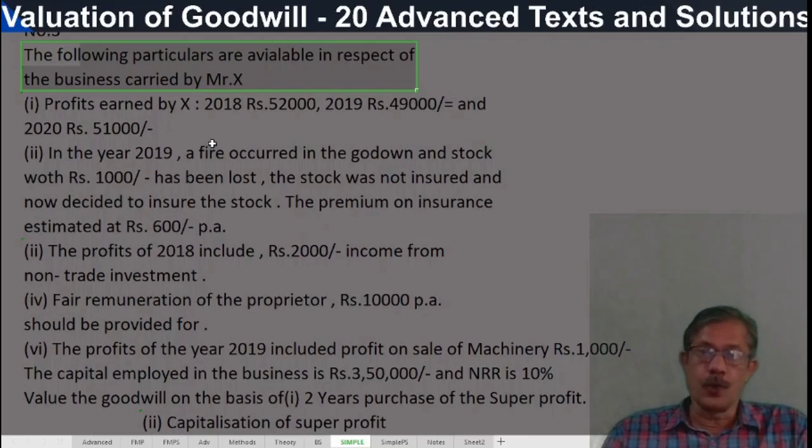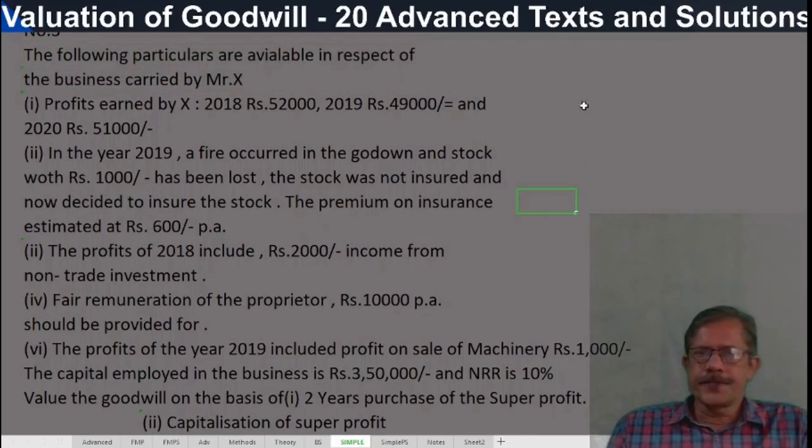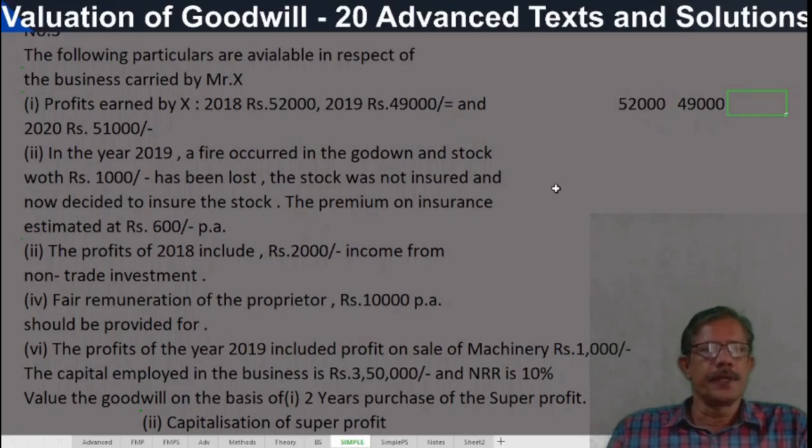From the average profit, all the future items should be adjusted at once. Otherwise, before calculating the average profit, you write all the future items in all the columns, then adjust. So profits given: 2018, 52,000, then 2019, 49,000, then 2020, 51,000. Calculation of future maintainable profit. Tax effect is not there. Simple question.